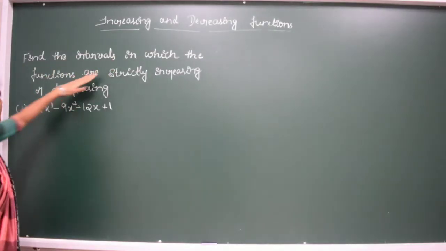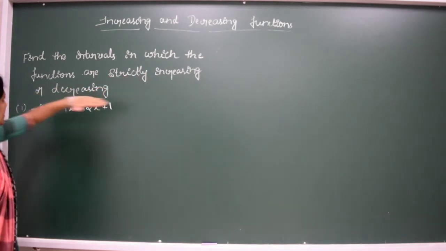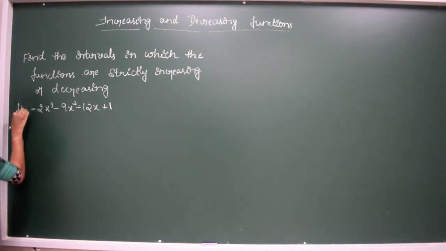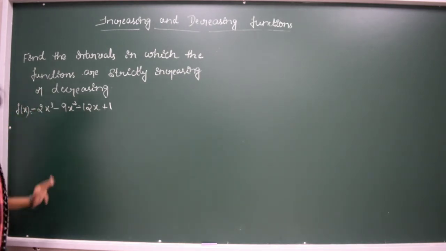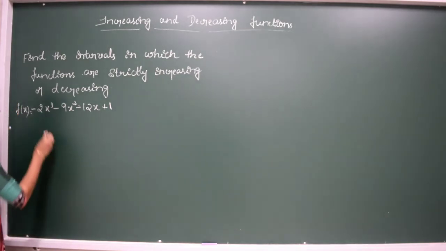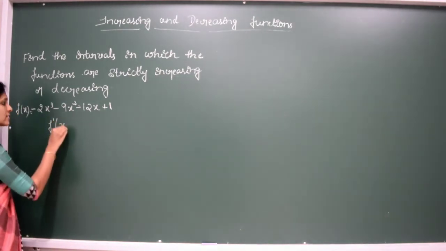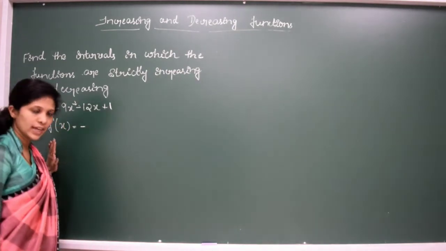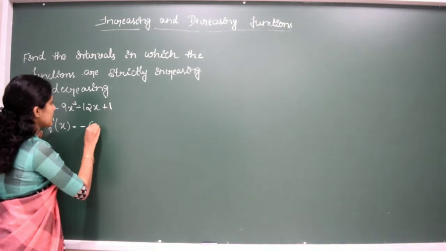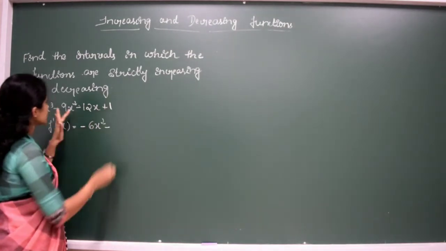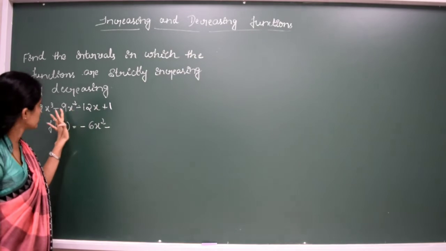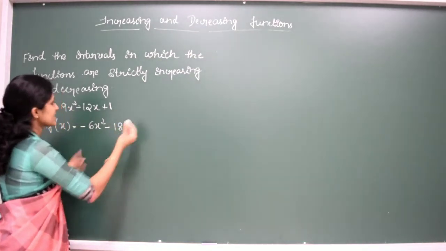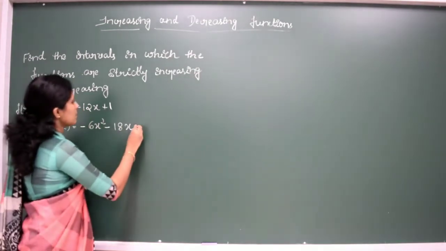Find the intervals in which the functions are strictly increasing or decreasing. The function is given. First we'll consider this function as f of x. What do you have to do first? You have to differentiate this with respect to x. So f dash of x is equal to minus 2 into 3x square, which is minus 6x square, minus 9 into 2x, which is 18x, minus 12.